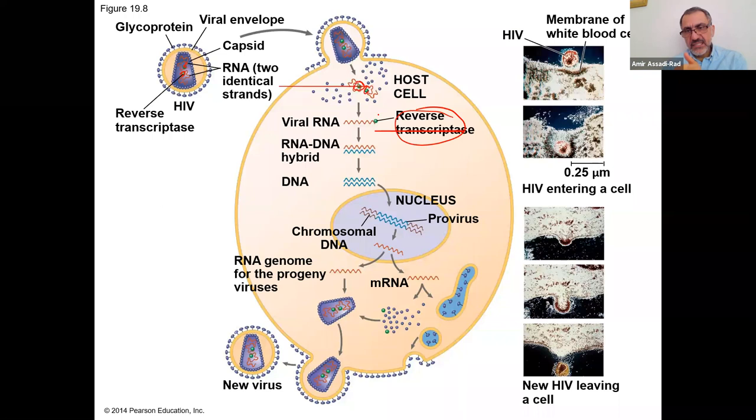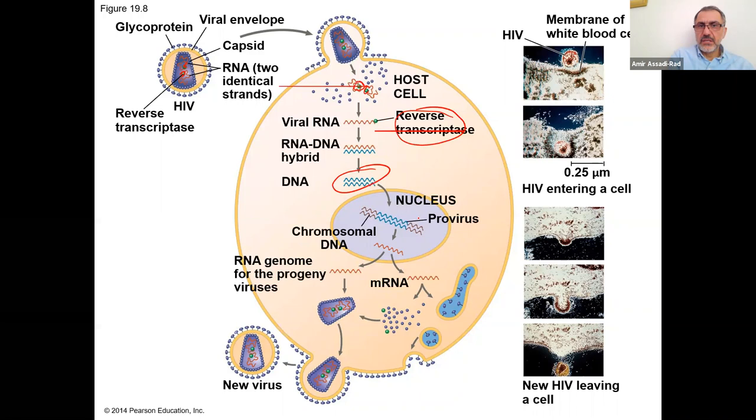There is an enzyme needed for that, and it's called reverse transcriptase, to make DNA from RNA. The process is called reverse transcription. It does not happen in eukaryotic cells; it only happens in the presence of viruses, a retrovirus. Retro means going back. You remember that? So anyhow, DNA is synthesized.